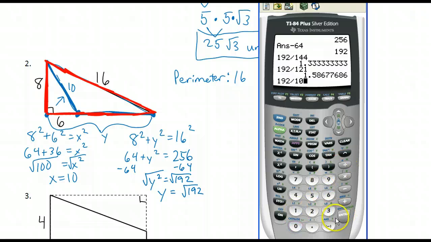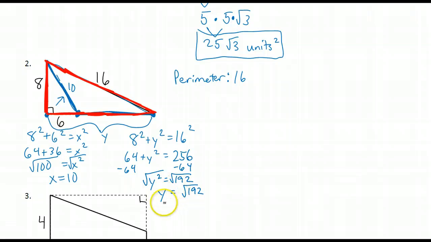Followed by 100. I missed 64 along the way. There it is. 64 and 3. The square root of 64 is 8, so 8 square roots of 3. So y is going to equal 8 square roots of 3.